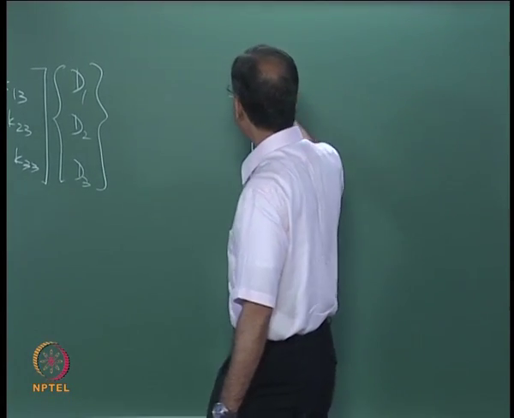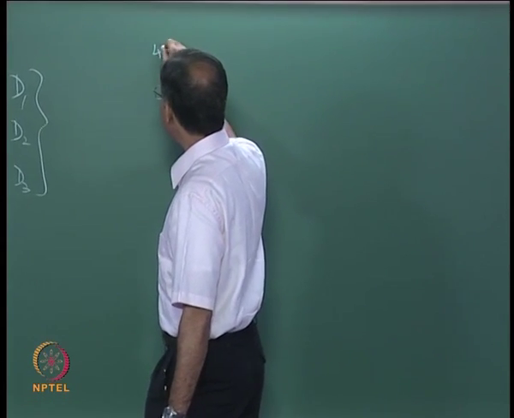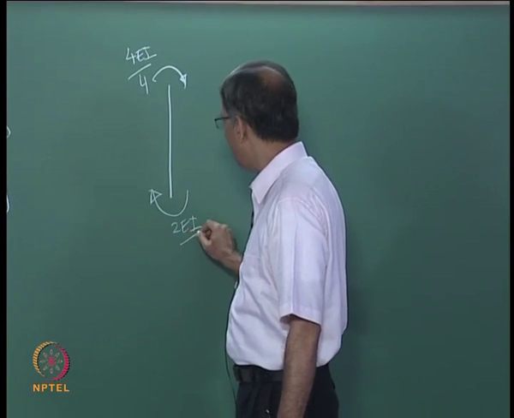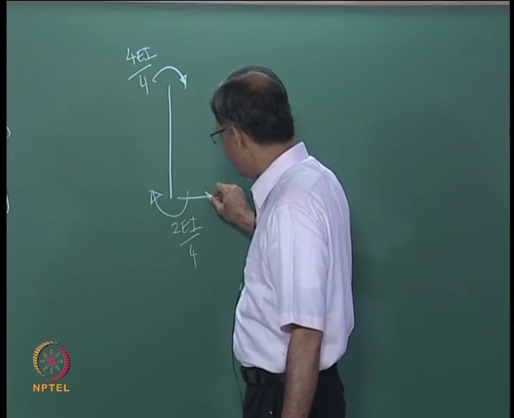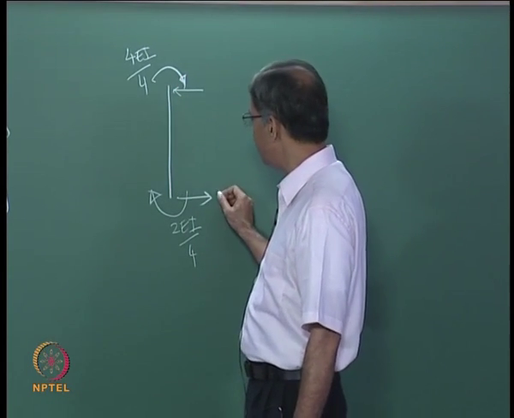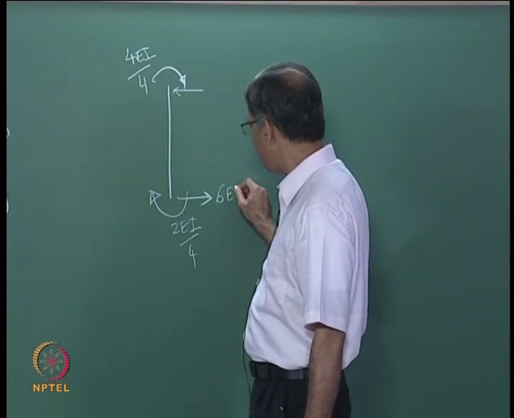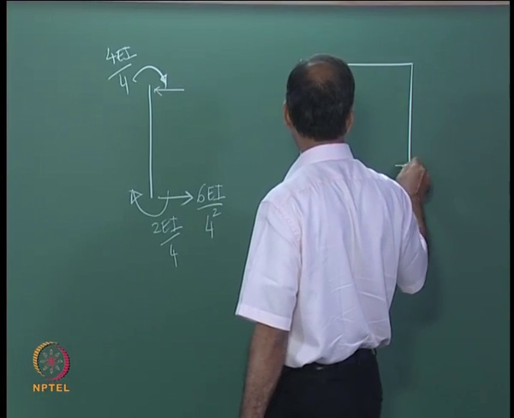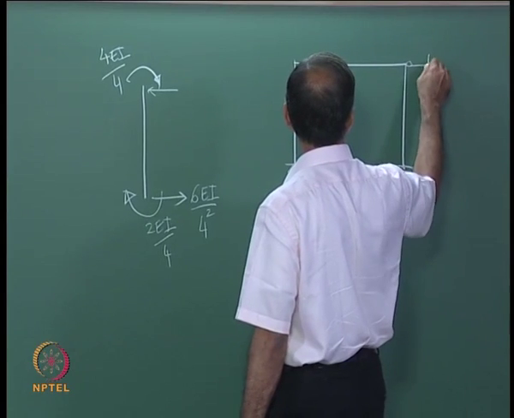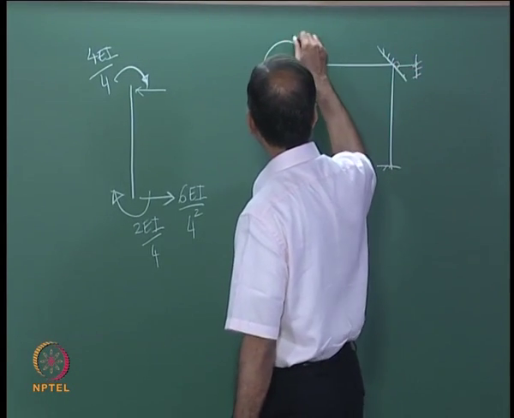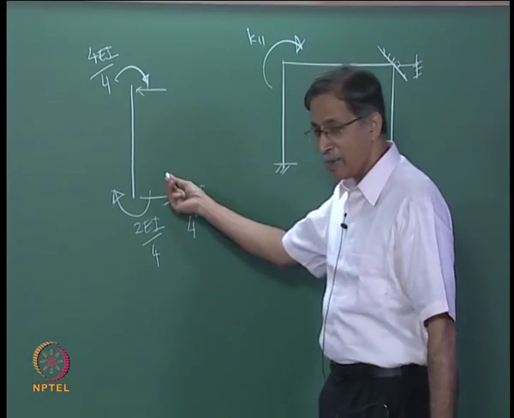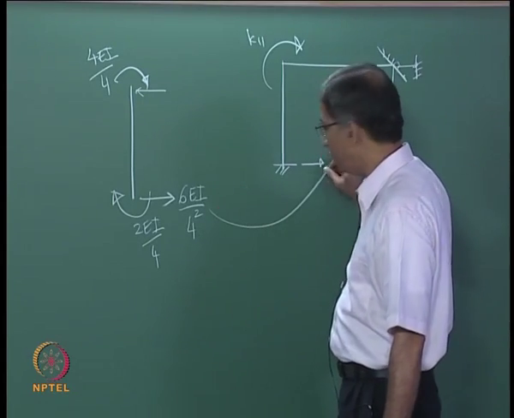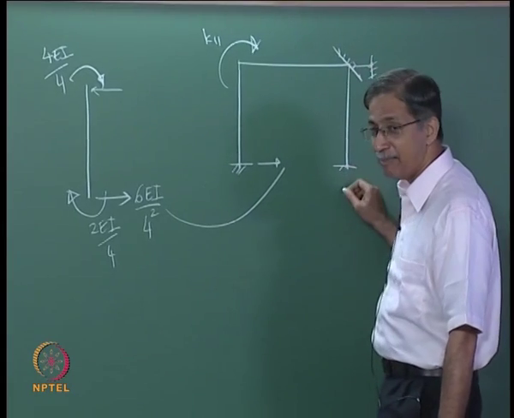So if you take that column, you had 4EI by 4, and you get here 2EI by 4, and this will give you shears which are going to be equal to 6EI by 4 squared. So if you take that frame in which you arrested this degree of freedom and arrested this degree of freedom and you applied K11, equilibrium suggests that you will definitely get a horizontal reaction here which is equal to this quantity, and you don't get anything here because this does not bend.